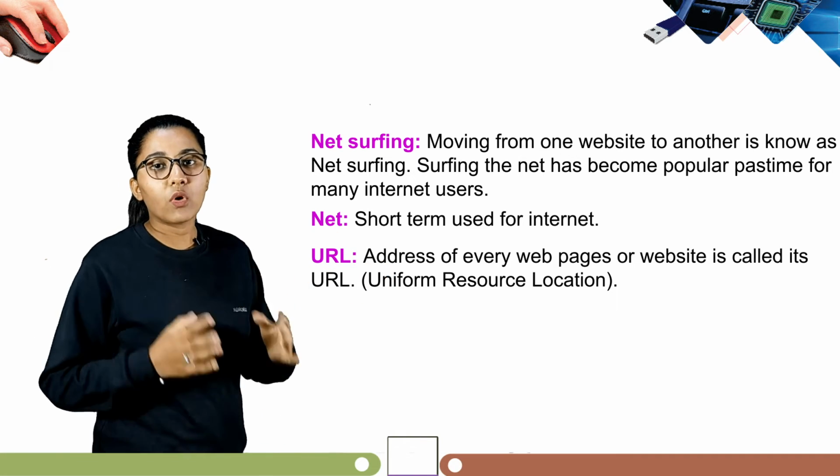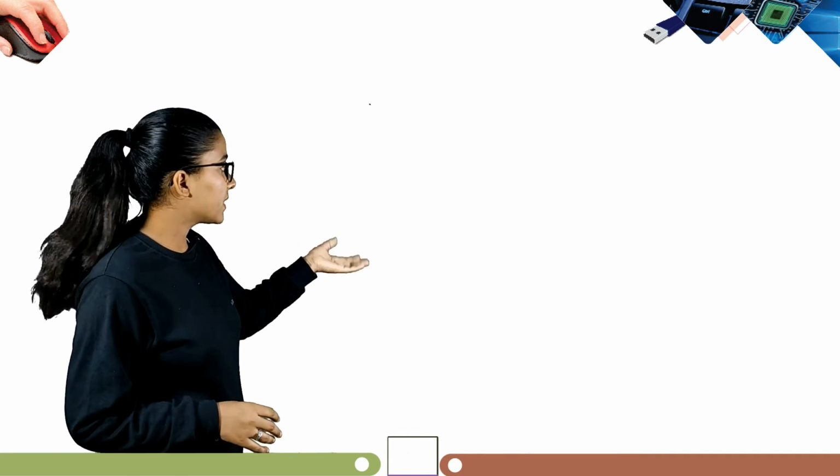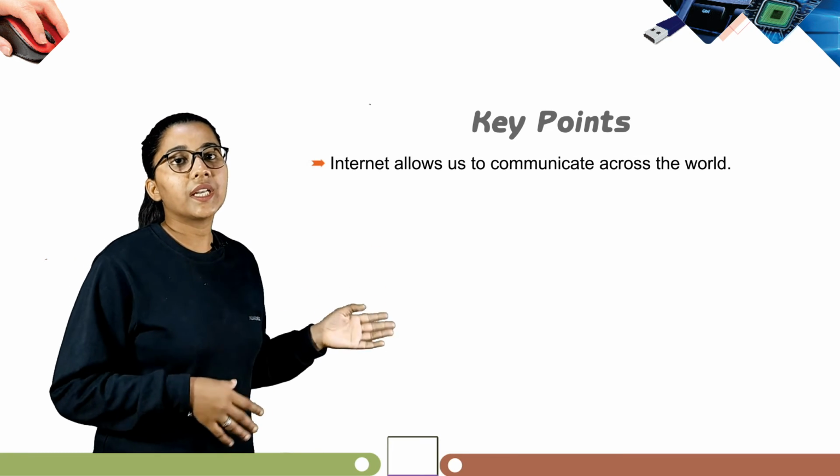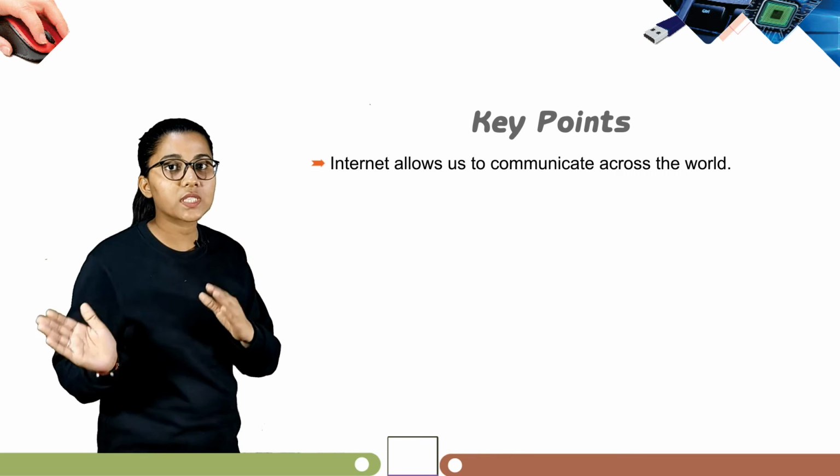Now students, what we have learned in this chapter, let's have a quick look at some key points. So first we have, the internet allows us to communicate across the world.